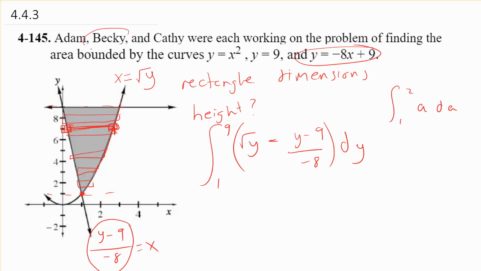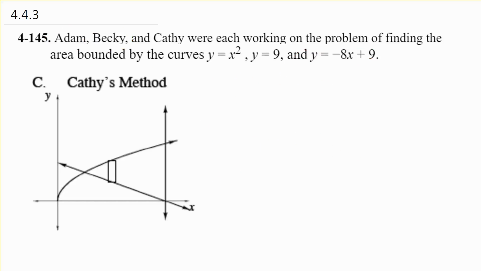The convenient thing I think about Becky's is that we only have one integral. In Adam's, it wasn't a problem. We did 2 integrals. But it's kind of convenient just to do 1. And what would you describe as happening in Kathy's method? It looks as though we've still got our 3 curves. It's definitely representing the same area. And she's back to going vertical. But what has she changed? It looks like she's reflected it over the line y equals x.